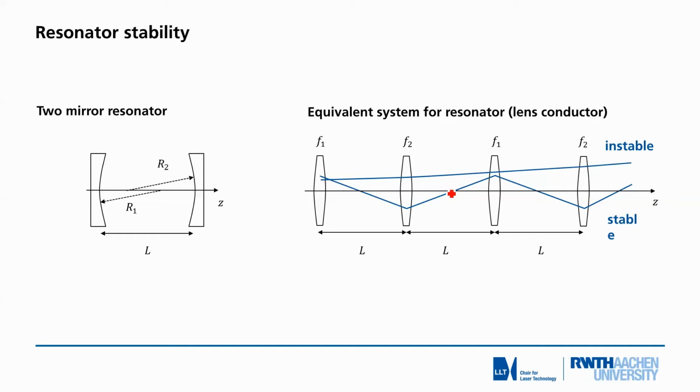reproduces itself in terms of geometry, and the beam stays in the resonator, then we talk about a stable resonator. In the case the resonator is formed such that the resulting beam moves out step by step out of that system, the resonator is called unstable.